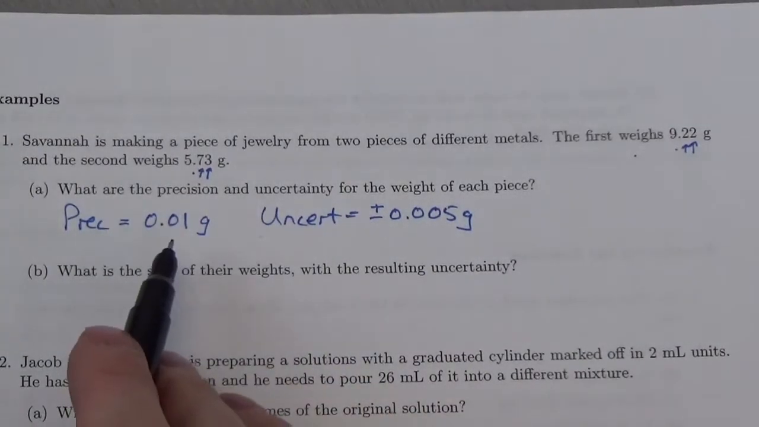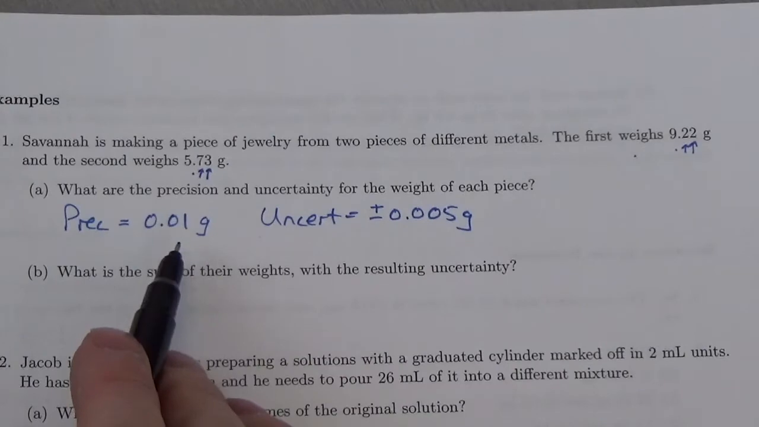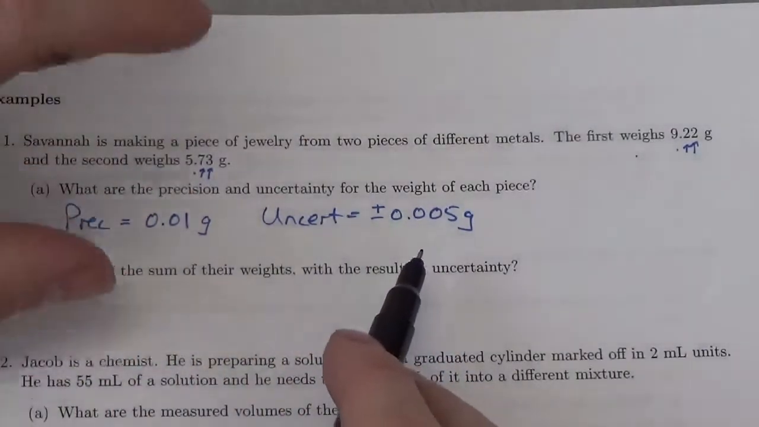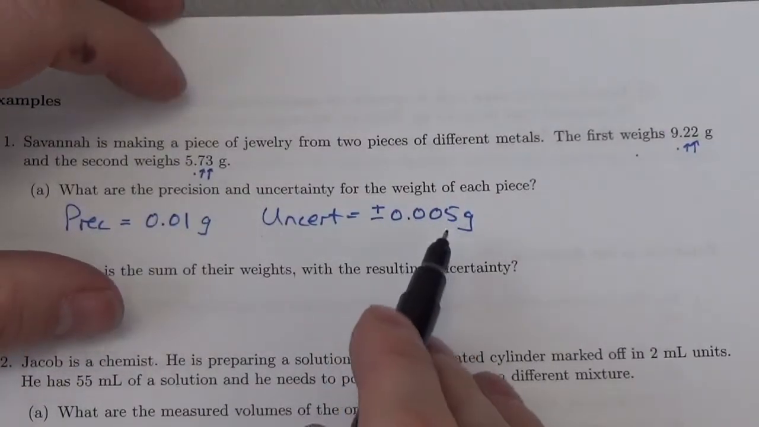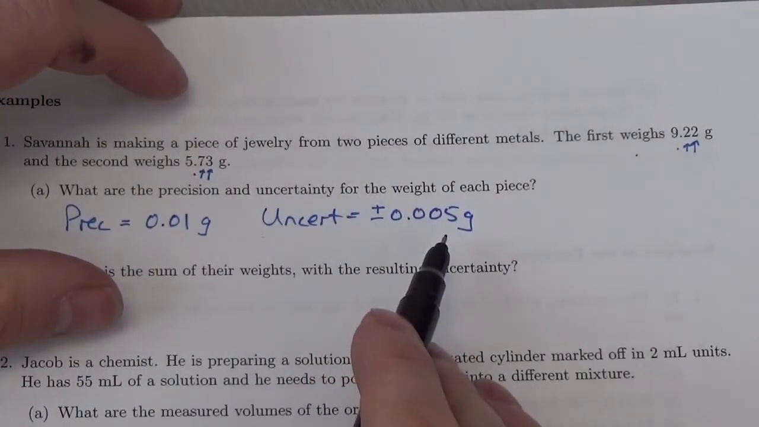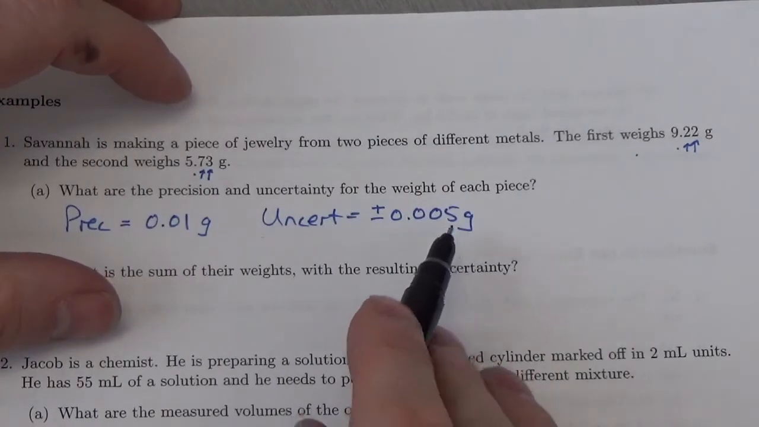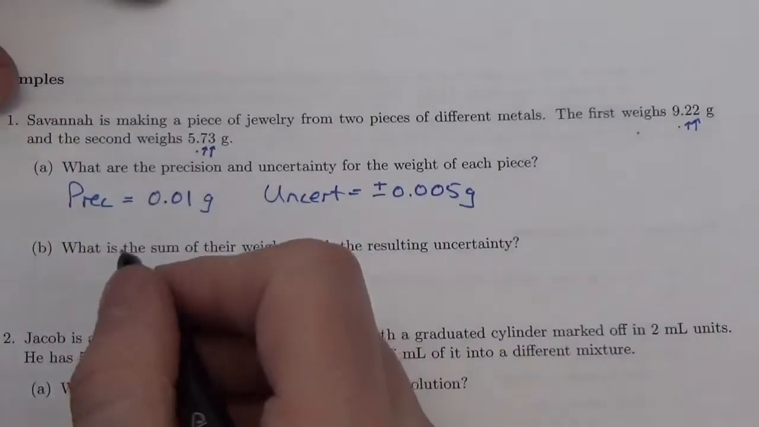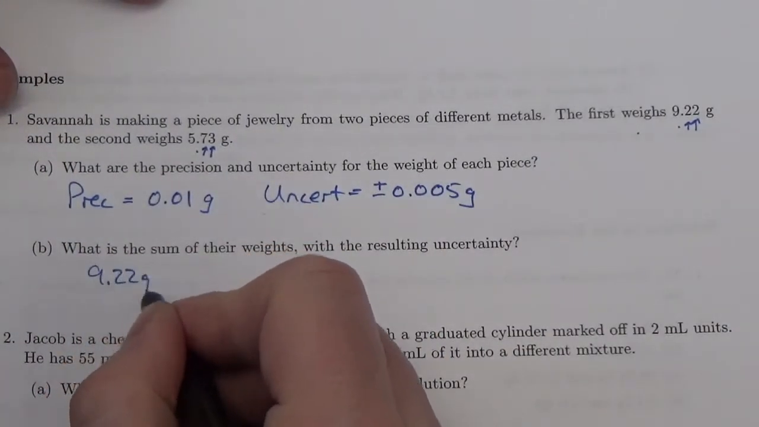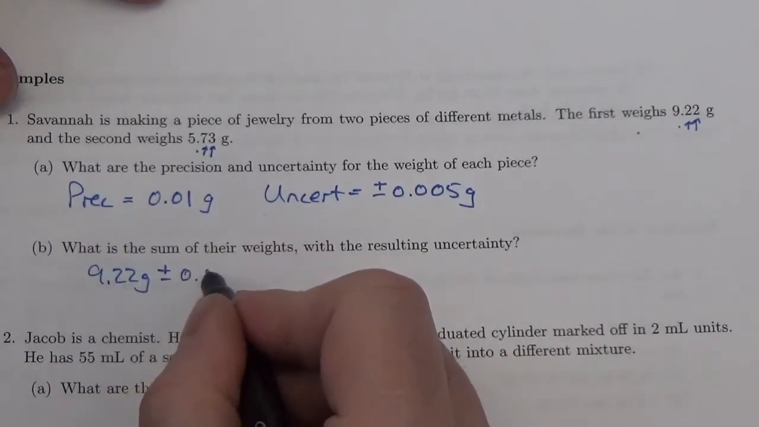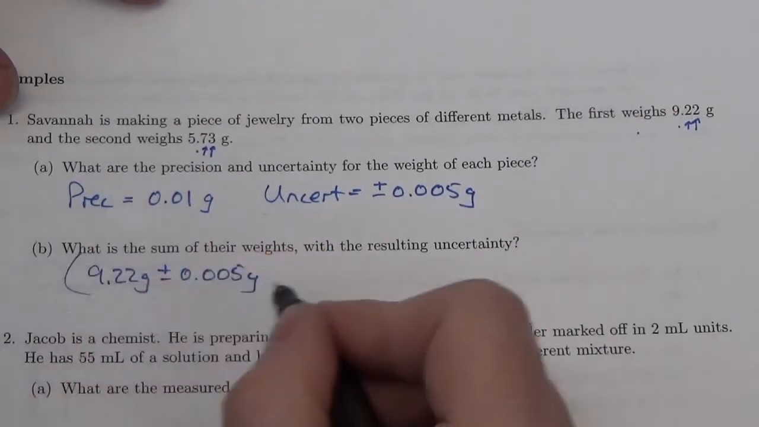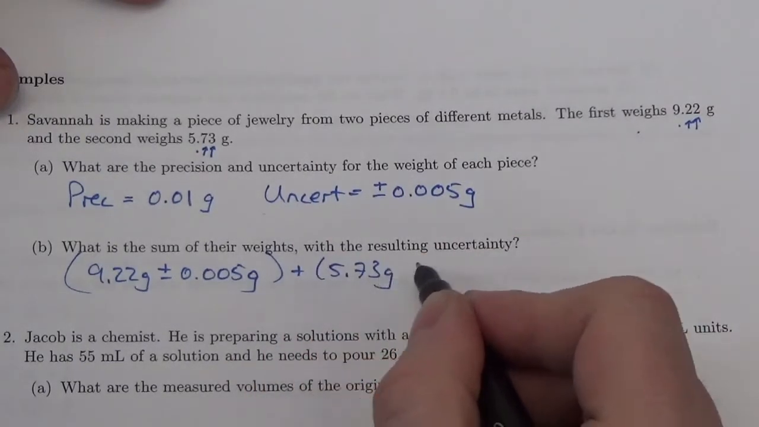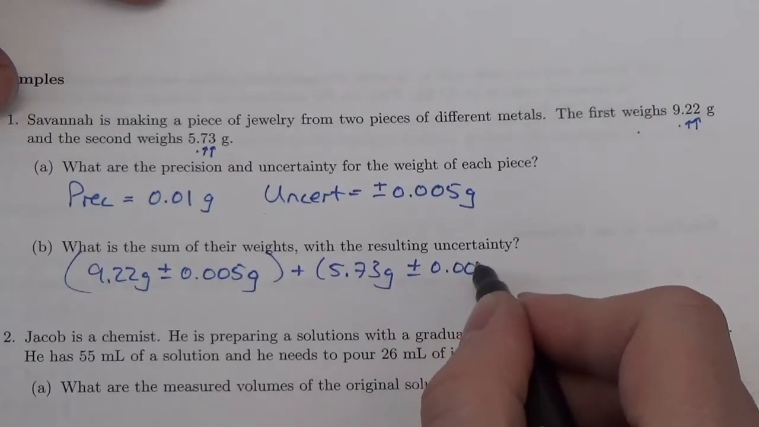Okay, so I can give measurements to the nearest hundredth, which means my uncertainty, I have to round over, plus or minus 5 thousandths. Half of that right there. Now, if you add the 2 weights together, it's going to be 9.22 grams plus or minus 0.005 grams. And we're going to add that to 5.73 grams plus or minus 0.005 grams.